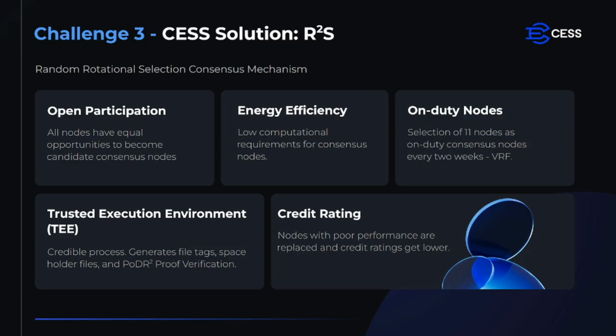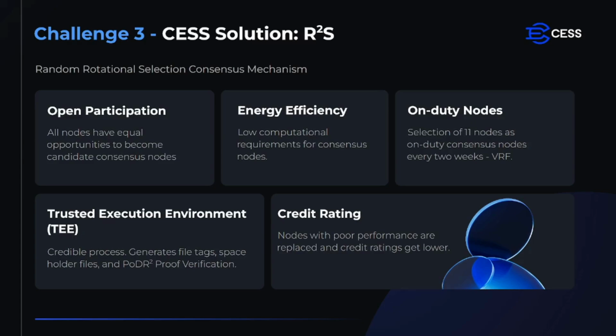From this pool of candidate nodes, the protocol employs a verifiable random function, VRF, to randomly select 11 on-duty consensus nodes. This random selection process ensures fairness and prevents bias as the nodes are chosen without prejudice. These 11 nodes then take turns validating transactions and producing blocks in a round-robin sequence. Furthermore, the 11 nodes are elected again in each era, which is 6 hours in the CESS testnet.